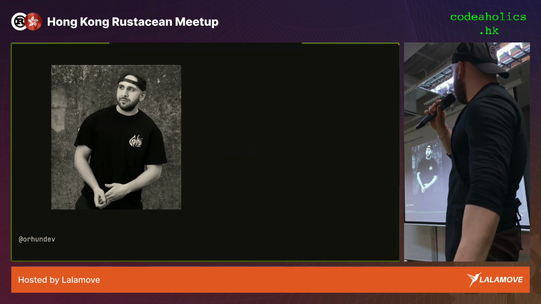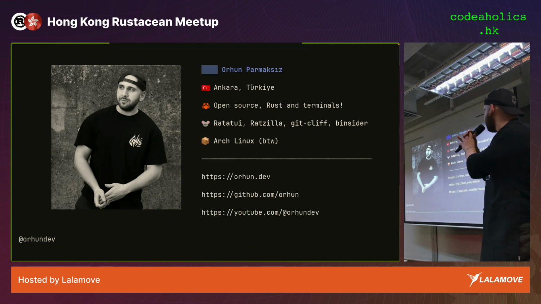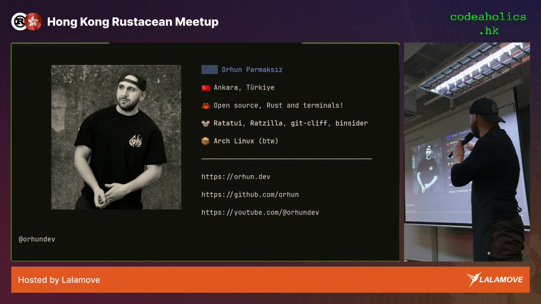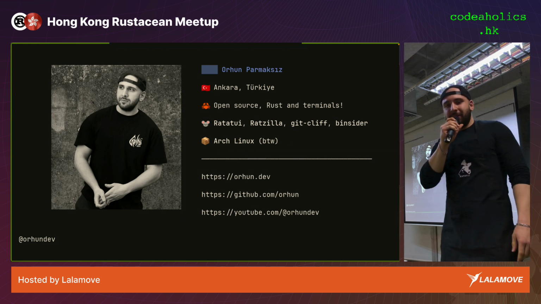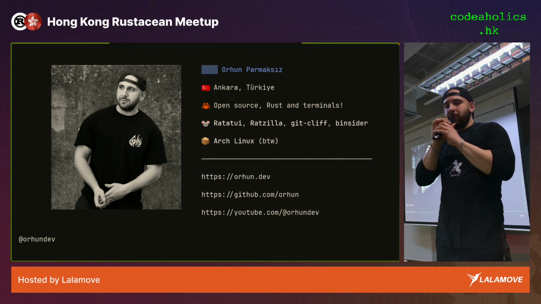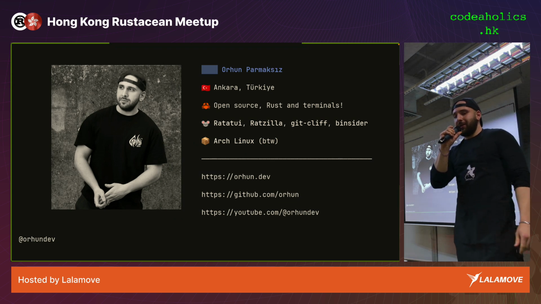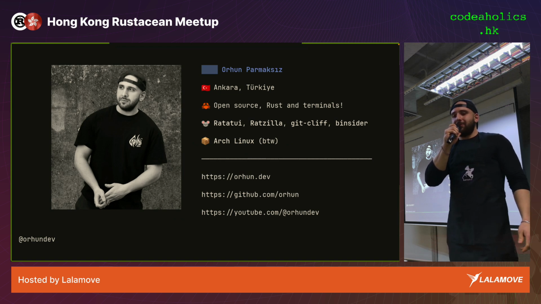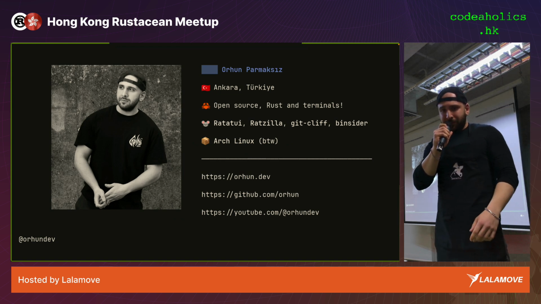So here's me, Orhun Parmaksız. I'm coming from Turkey, or Turkey with a new name. I have traveled a bit to come here, and it's my first time here, enjoying it so far. I am mostly working on open source projects, writing Rust and doing some terminal tooling and libraries and stuff like that. I just like terminals.